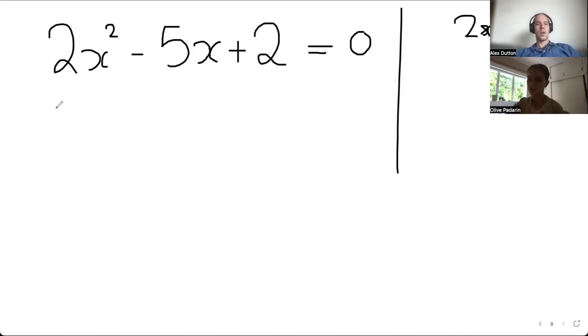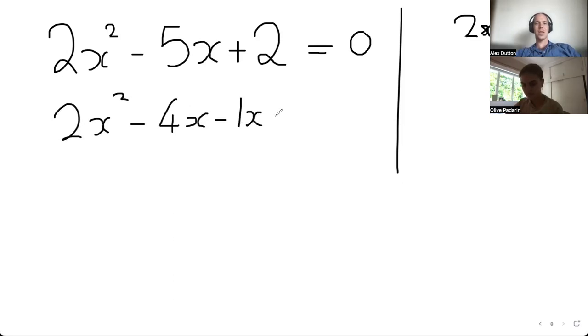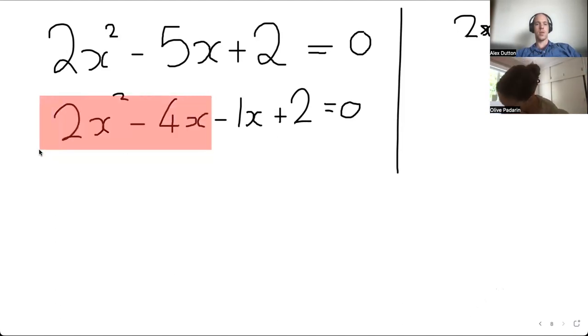Exactly. So now what we do is we split this into -4x. Once again, I'm putting the -4x and then -1x this way around. It actually doesn't matter. Now could you try and factorize the first two, and then factorize the second two. Be careful with the negative signs.